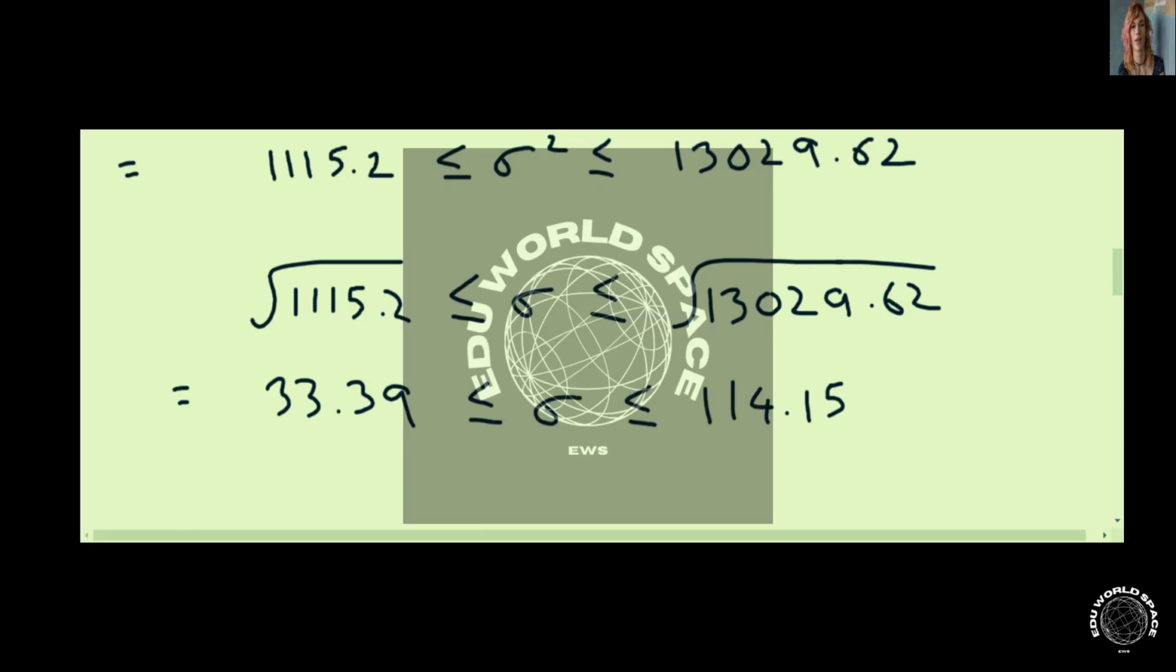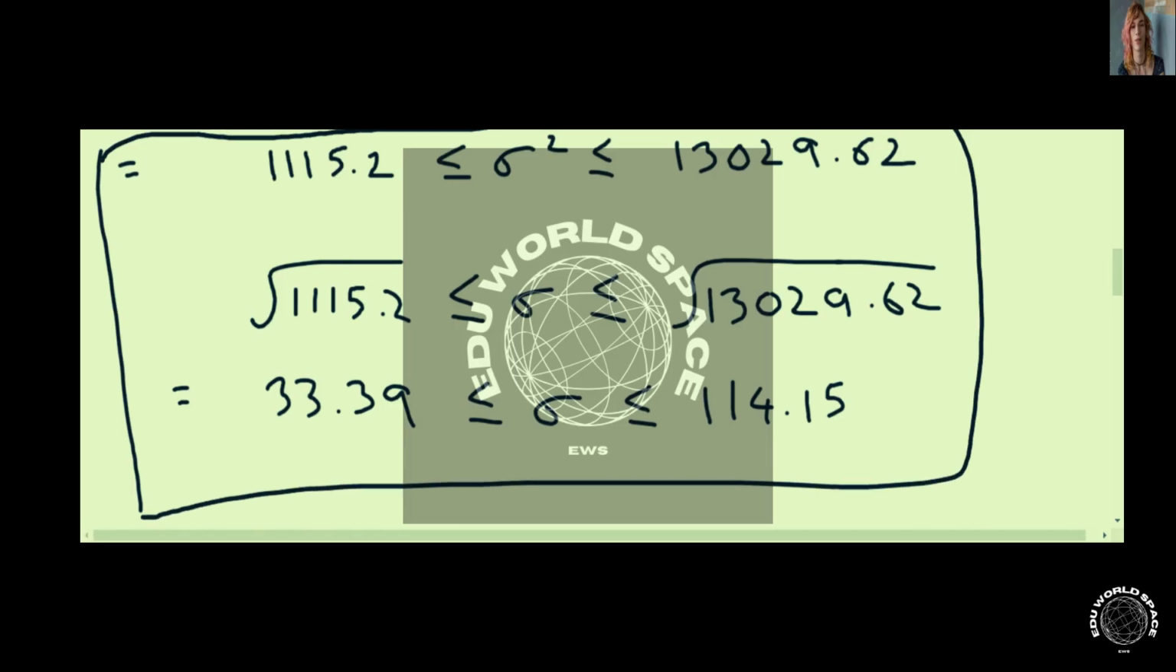Simplifying, we get the lower boundary as 33.39 and the upper boundary as 114.15. Now this here, we found the confidence interval for our population variance and our population standard deviation.